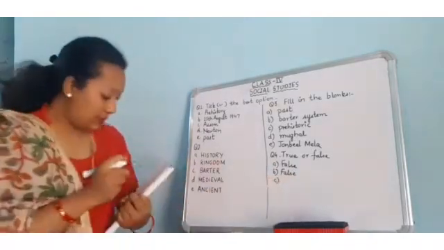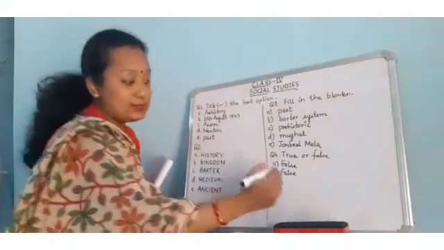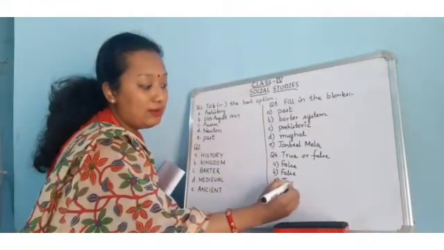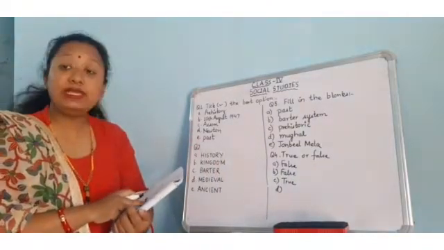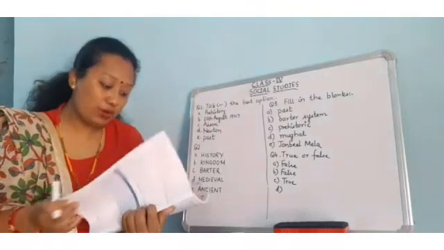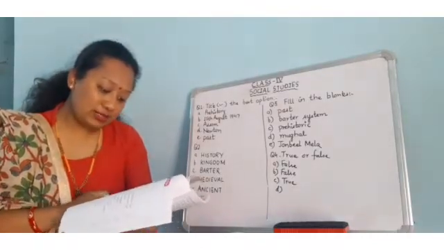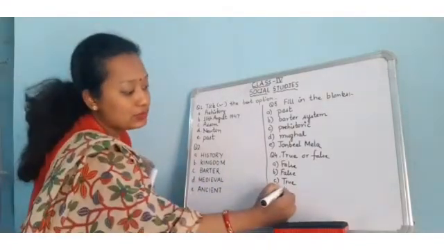Number C is, the Britishers came as traders to India. Yes, they came as traders to India. Number 4th, the Ramayana was written in prehistoric times. No, Ramayana was not written in prehistoric time. It was written in ancient time. False.